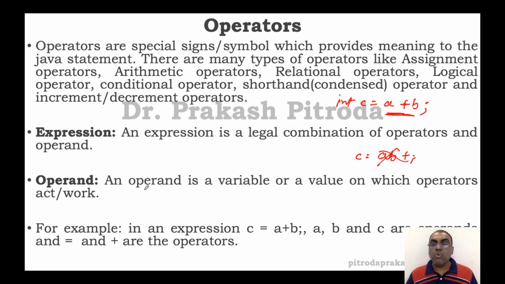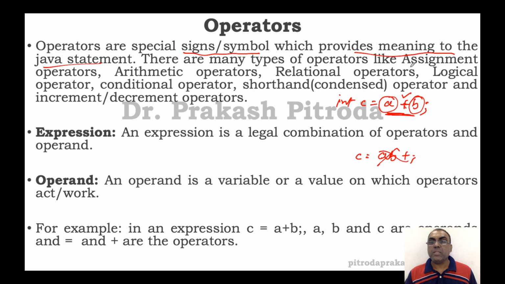So expression we have understood. Operand is nothing but a variable on which your expression works. If I have to say what is happening in this particular expression, you will say addition is happening because the operator plus is present there. So you will be able to easily say what is happening in an expression with the help of the sign. Operands are the variables on which operators work, and operators are the ones which provide the meaning to the Java statement. So what is happening in each expression, you will come to know using the operator.